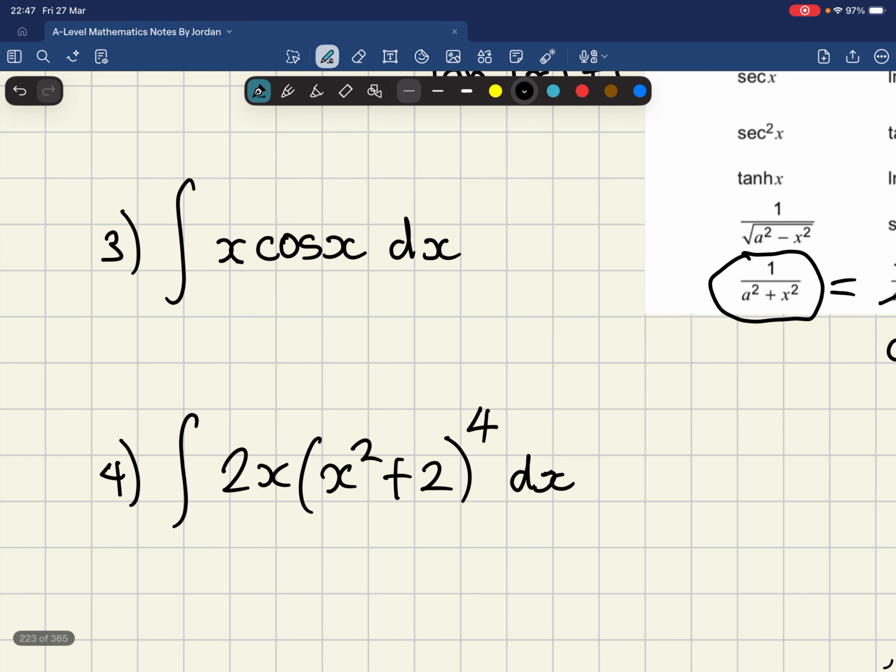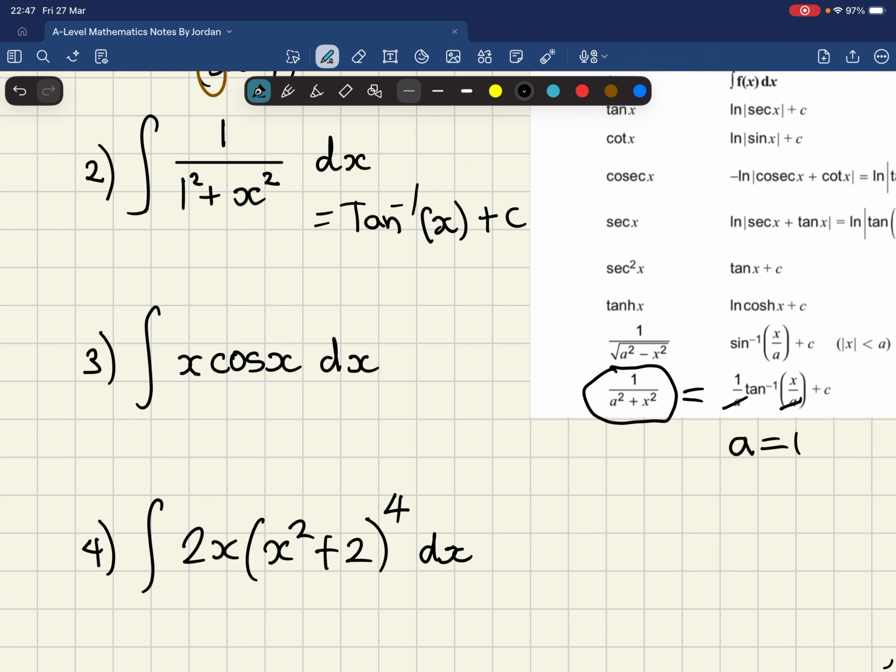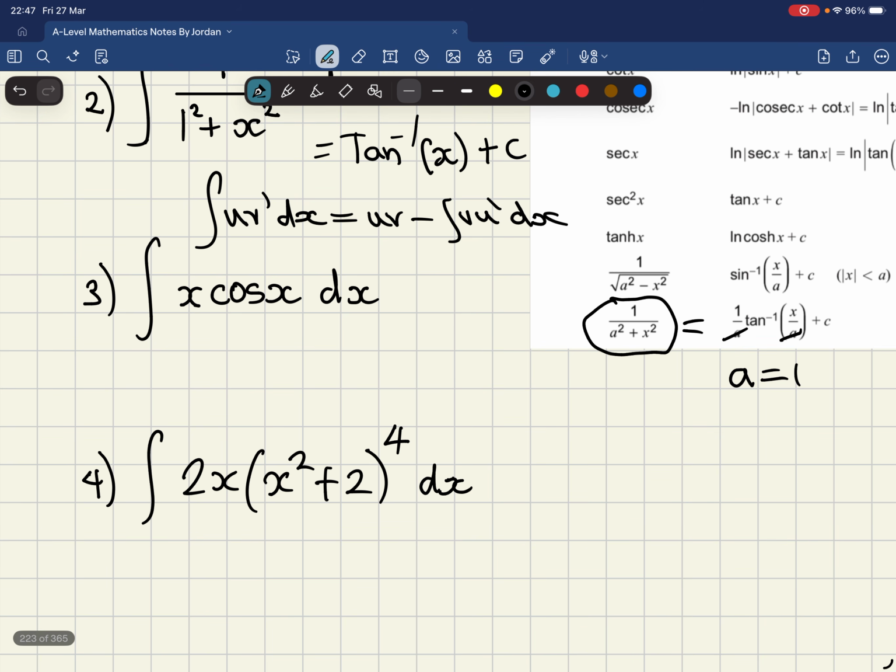So yeah, let's just do the product rule first, which is pretty quick. So that would be the integral of u v dash with respect to x gives me uv minus the integral of v u dash dx. U in this case I'm going to be setting as x. The derivative would be 1. V dash would be my cos x, and v therefore is the integral of cos x, which would be sin x.